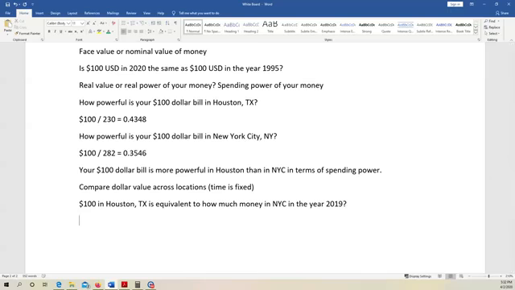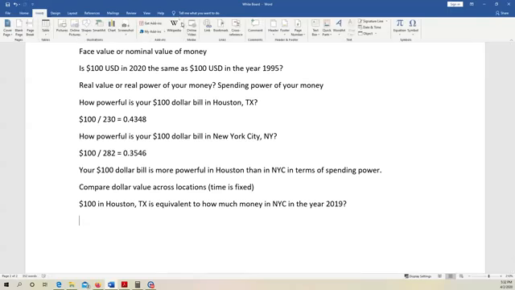How to do this type of question? We are going to recycle this formula. So for example, this equivalent refers to what? The spending power, how powerful your money is, right? So $100 in Houston, Texas, divided by what's the CPI for Houston? Okay, let me do it like this. So we need to know some CPI information. Let me insert a table.